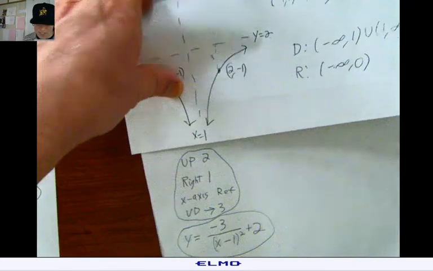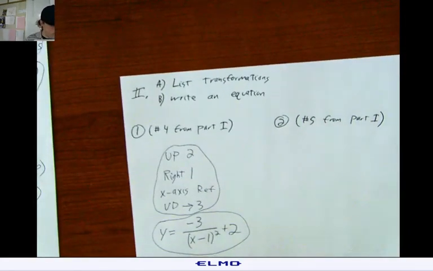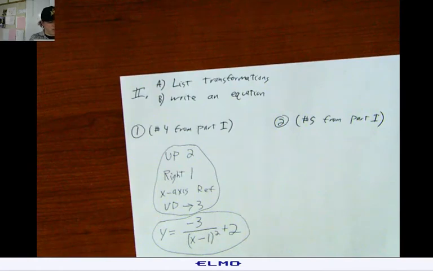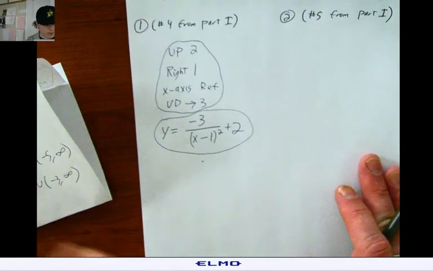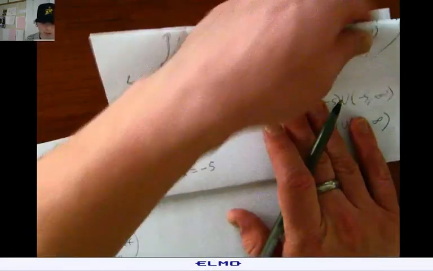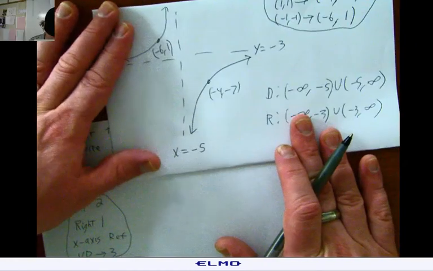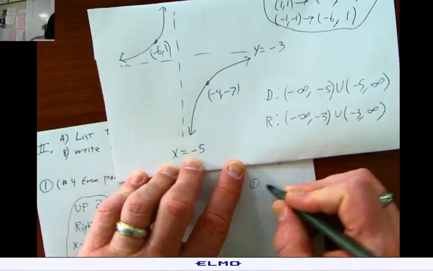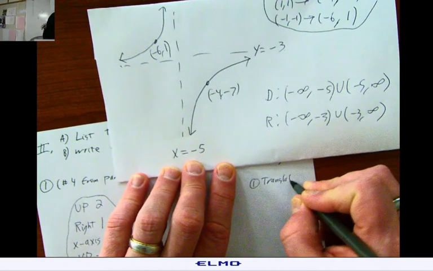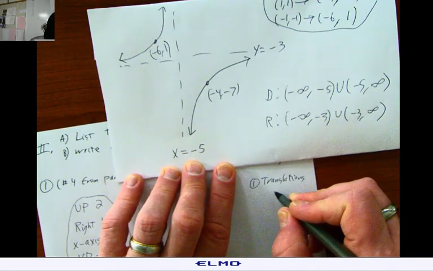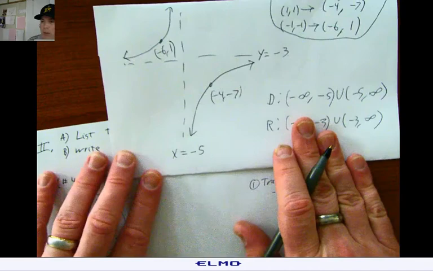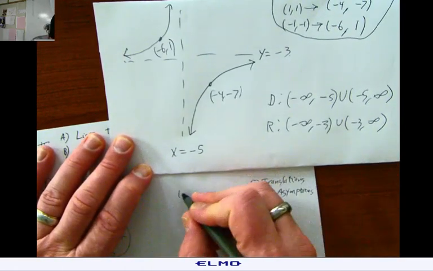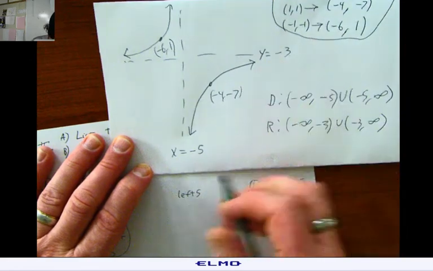Okay, I'm going to do the same thing with number 5 from part 1 now, but I'm going to give you a process to use, just a little bit of a list. So when you're doing these problems, here's the graph. First, I like to look for translations first, and translations come from the asymptotes. So in this problem, I have x equals -5, so it's left 5, and I have y equals -3, so down 3.